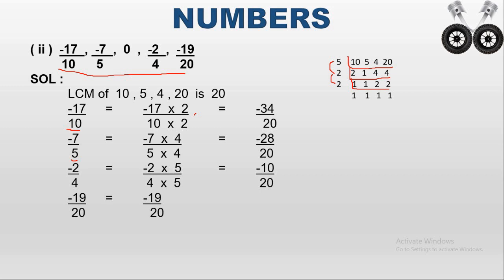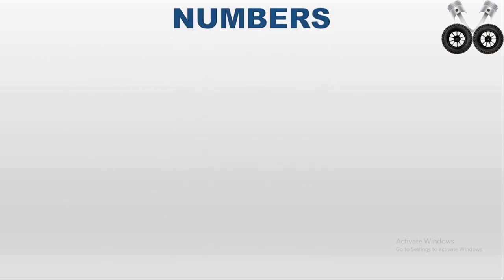Again, the third rational number is minus 2 by 4. So here the denominator is 4. I have to multiply numerator and denominator by 5. So minus 2 into 5 divided by 4 into 5. Minus into plus, minus 2 into 5 is 10. 4 into 5 is 20. So the last rational number is minus 19 by 20. So here the denominator is already 20. So no need to convert. You have to write the number as it is. Minus 19 by 20.